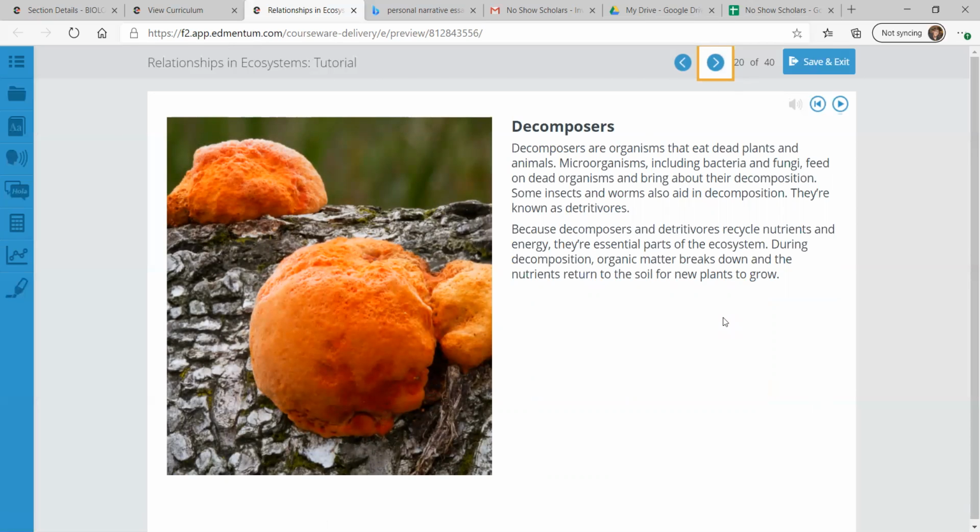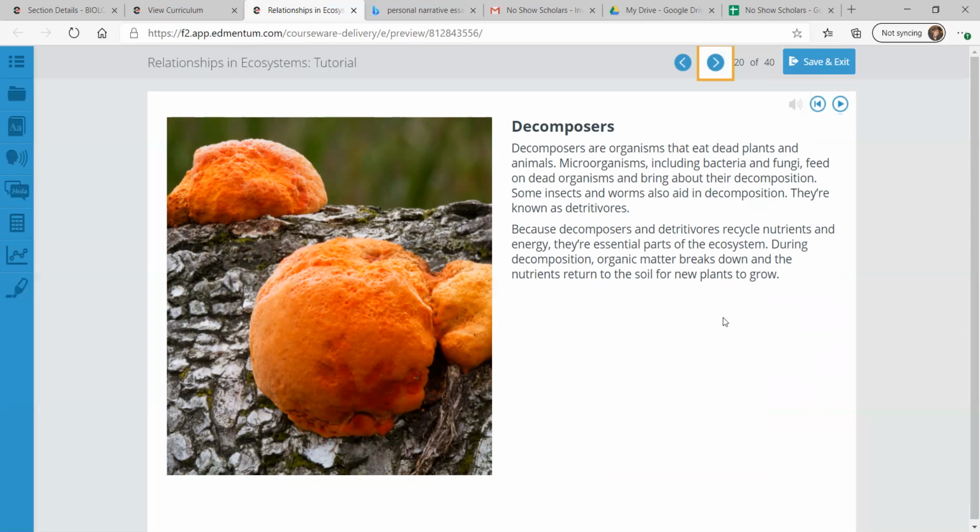And then we have decomposers. So we have the plant producers, the carnivore, herbivore, omnivore consumers that eat other organisms, or the decomposers. And these guys eat dead plants and animals. Microorganisms, including bacteria and fungi, feed on dead organisms and bring about their decomposition. Some insects and worms also aid in this decomposition.